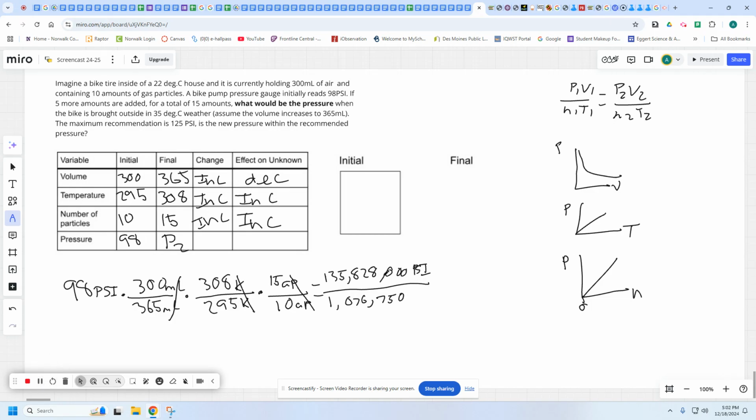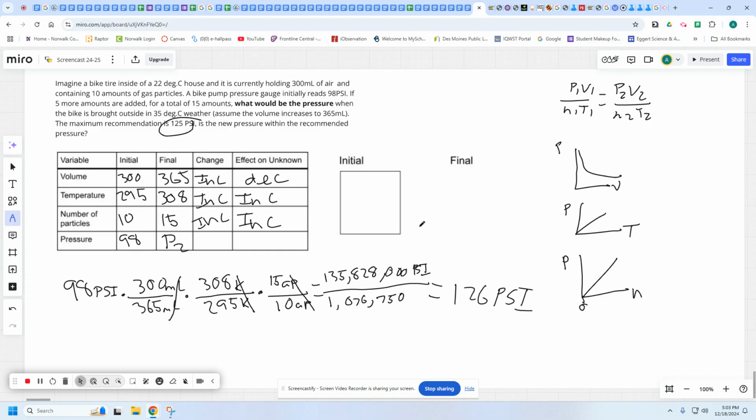And now if we simplify the relationship, I ended up getting 126 PSI, which reasonably makes sense based on bike tire manufacturers' recommendations. And in the directions it said the maximum recommendation was 125 PSI for the tire. Is the new pressure that the bike tire becomes more than expected or more than the maximum? It is by 1 PSI, so that's against the manufacturer's recommendation. So make sure you guys check your work, check my work, and check in next here for the particle diagrams.